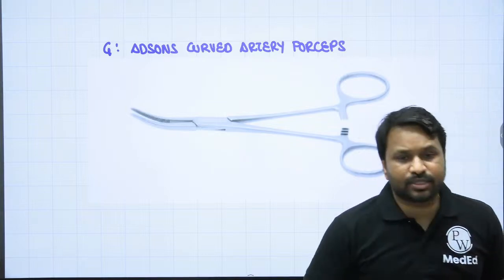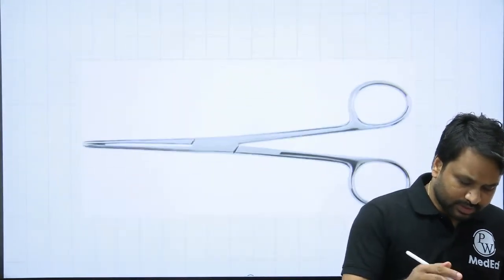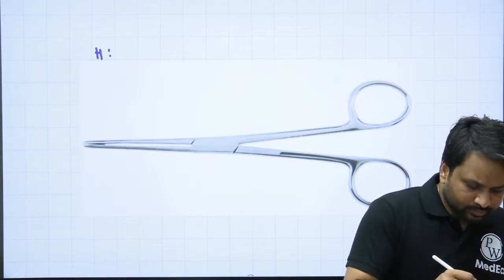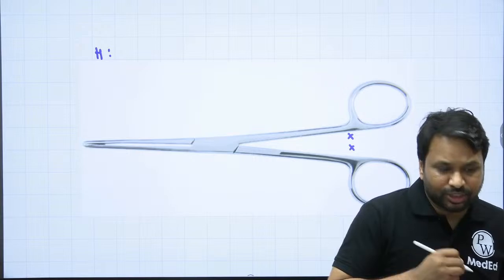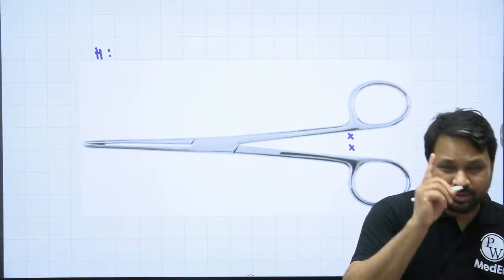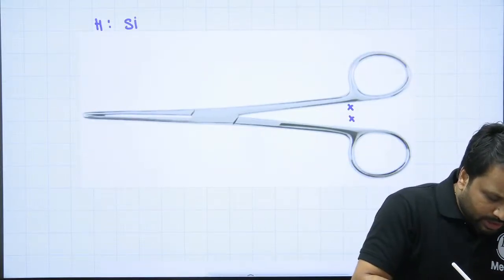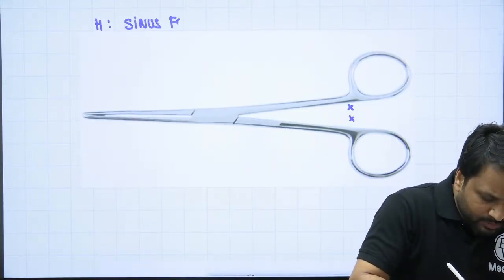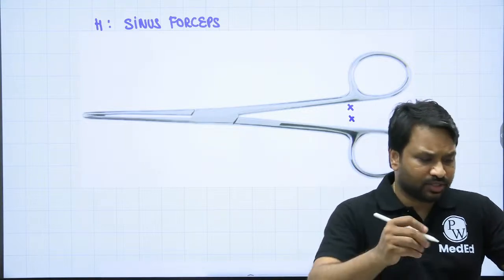It is your Adson's curved artery forceps, right? What is this one? Anybody? You can see that tip. More importantly, there is no ratchet here. There's absence of ratchet. Remember, if you find any instrument where there's no ratchet, this is going to be our sinus forceps.